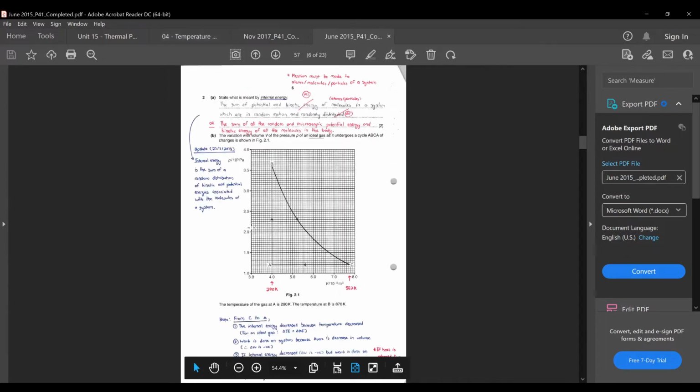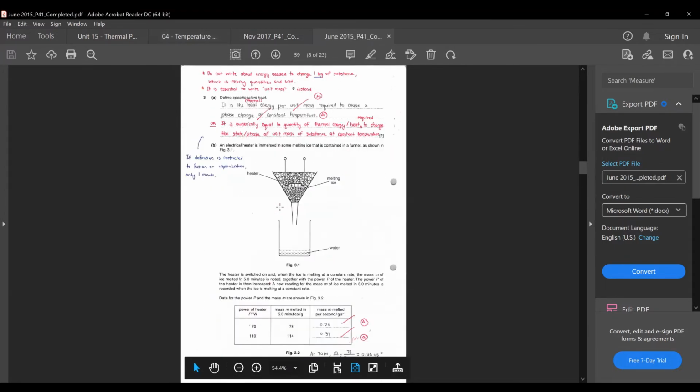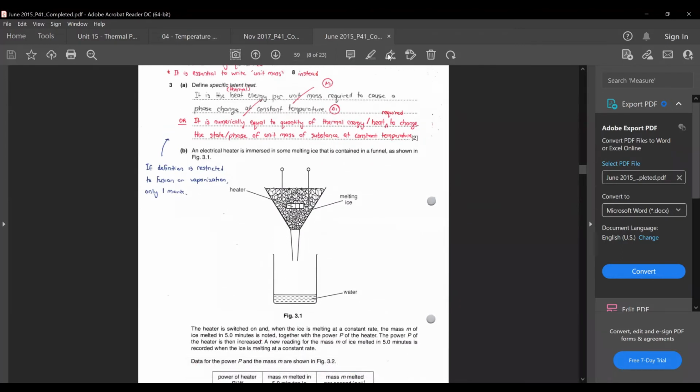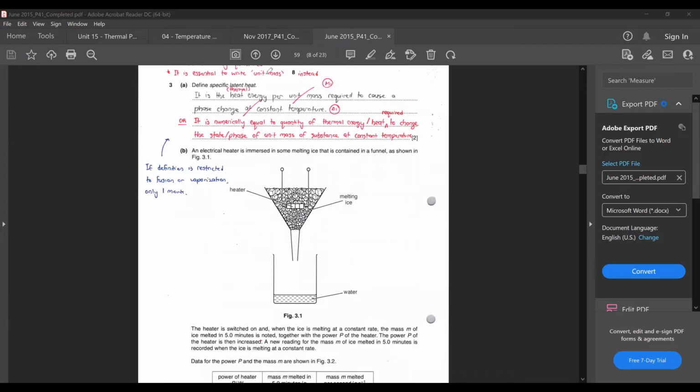Question 3. They ask you to define specific latent heat. For your case, you can actually just take the definition from your note. It is simply the heat energy per unit mass required to cause a phase change at constant temperature. So heat energy required to cause phase change is 1 mark. At constant temperature, this is another mark. You must always have the term constant temperature there. Otherwise, you won't get the full marks.